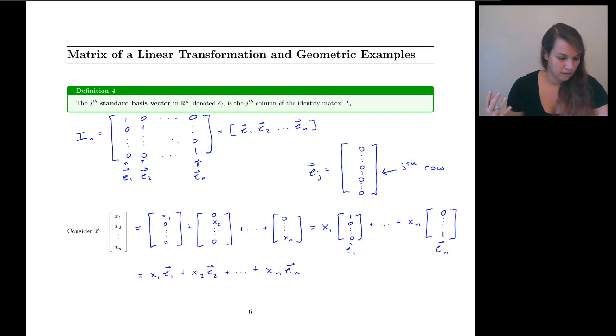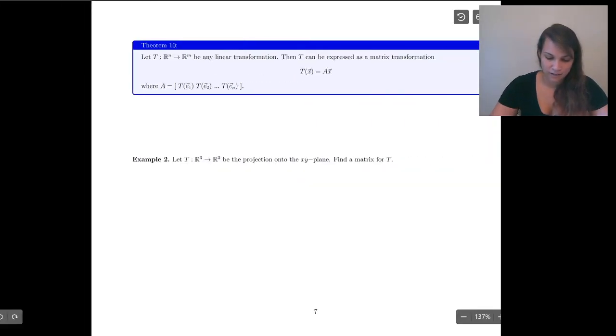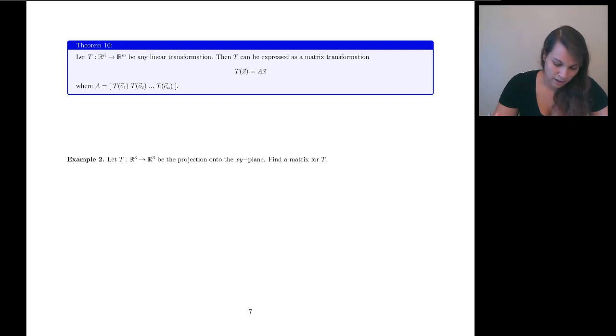So then that takes us to our next definition or theorem. We have T is a linear transformation. It can be expressed as a matrix transformation as long as T of x is equal to A times x. And the columns of A are going to come from plugging in those standard basis vectors into T. So column 1 is found by plugging in E1 to T, and column 2 would be plugging E2 into T.